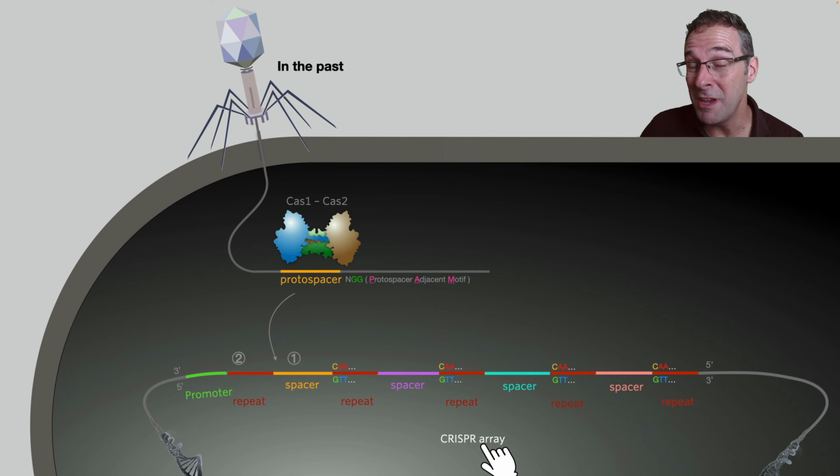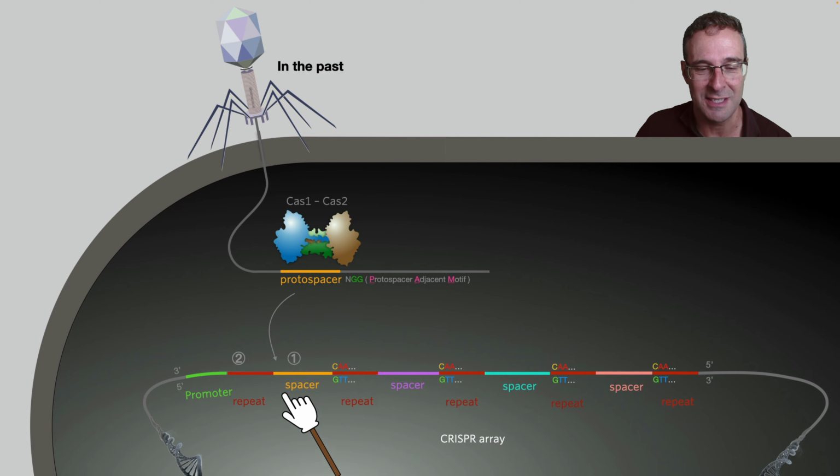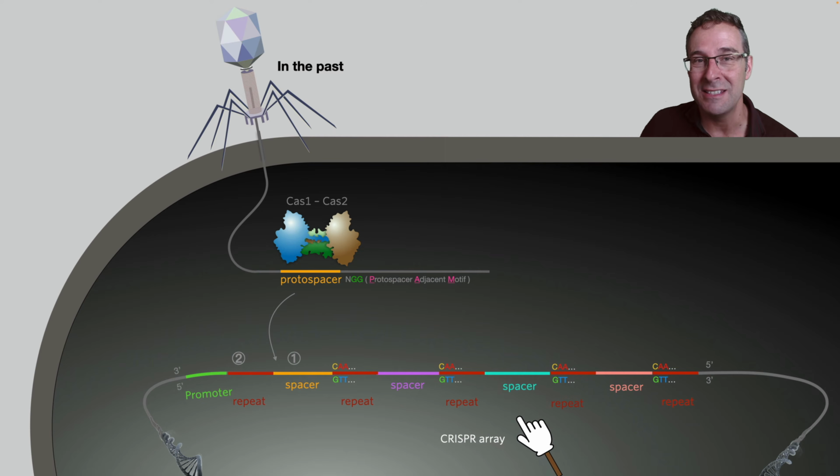The palindromic repeats, well, the repeats part of that makes sense, right? Because these repeats are repeated. And the palindromic bit simply means that there are regions within those repeats that read the same on both strands in a 5' to 3' direction.